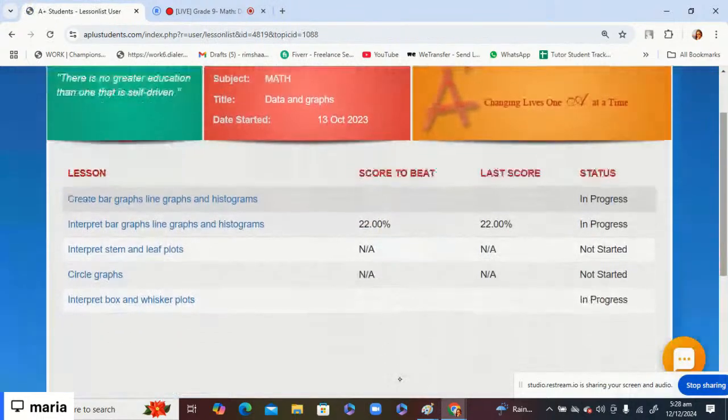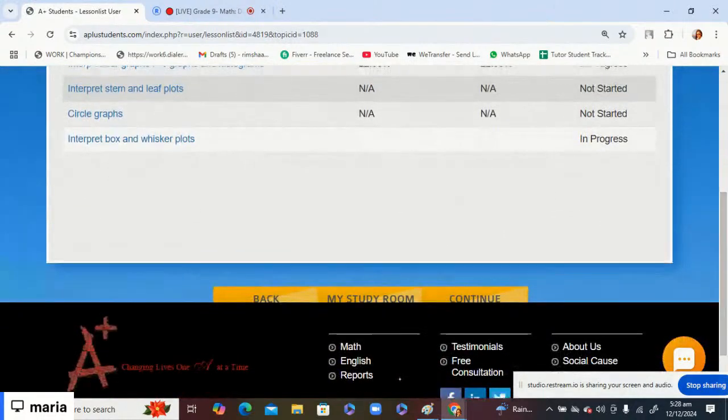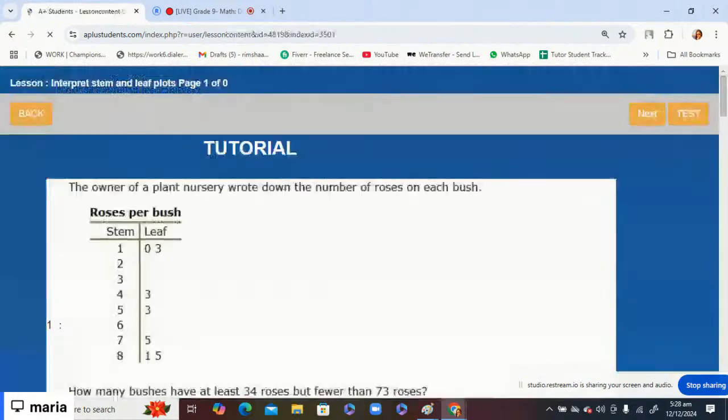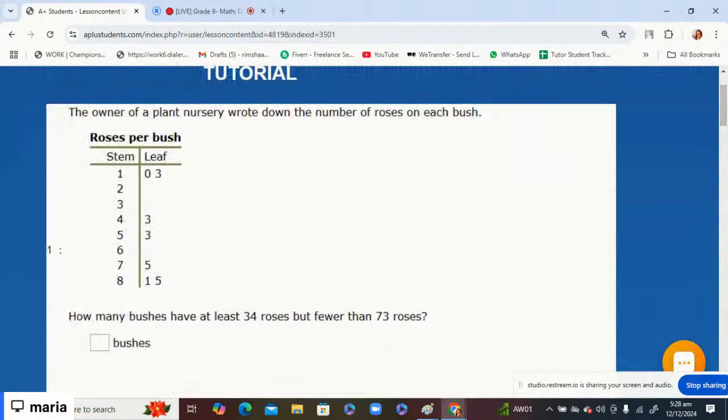Okay, now the third lesson is to interpret the stem and leaf plots. Here the owner of the plant nursery wrote down the number of roses on each bush. Stem is given from 1 to 8 and leaf is given like 1, that is 3 times, 4, that is 3 times, 5, that is 3 times, 7, that is 5 times, 8, that is 15 times. So how many bushes have at least 34 roses but fewer than 73 roses?